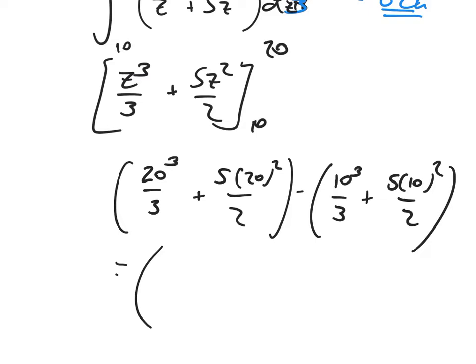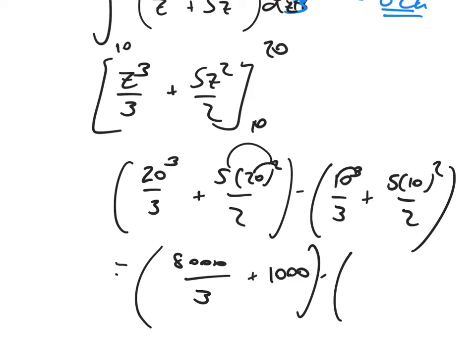Okay, so 20 cubed, that's 20 times 20 times 20, which is 8,000. So 8,000 over 3 plus 20 squared is 400. 400 times 5 is 2,000. 2,000 divided by 2 is 1,000. Minus open up, 10 cubed is 1,000, so that's 1,000 over 3. And 10 squared is 100 times by 5 is 500, and 500 over 2 is 250.